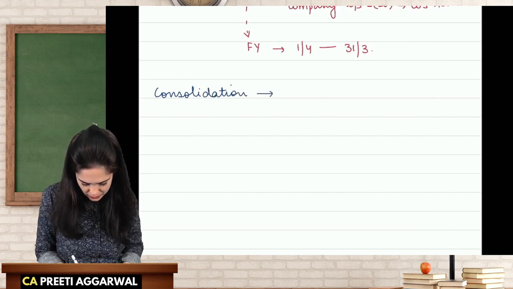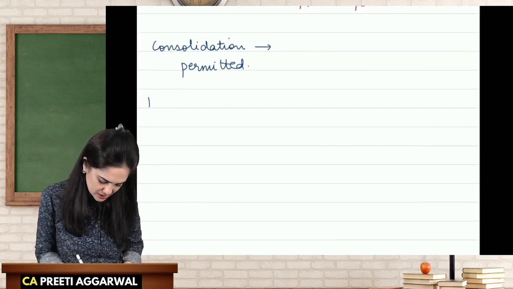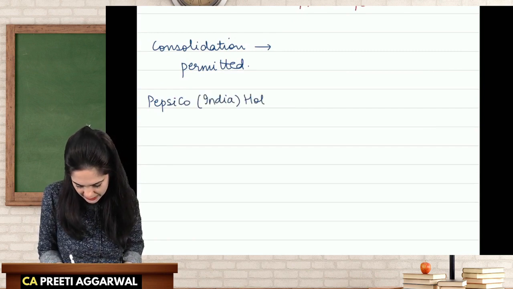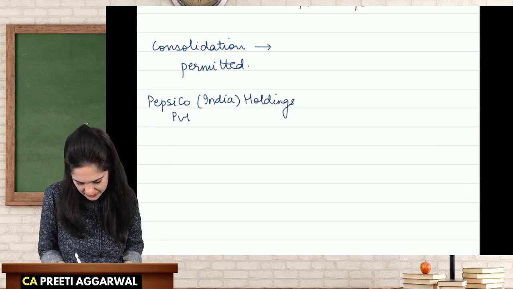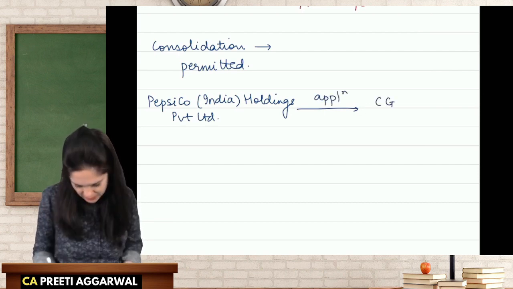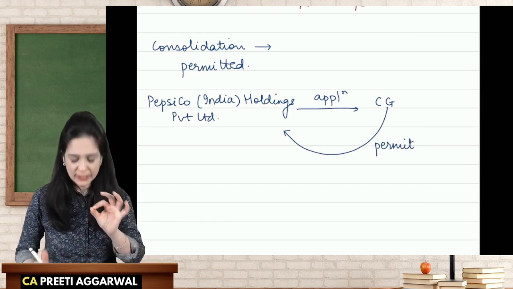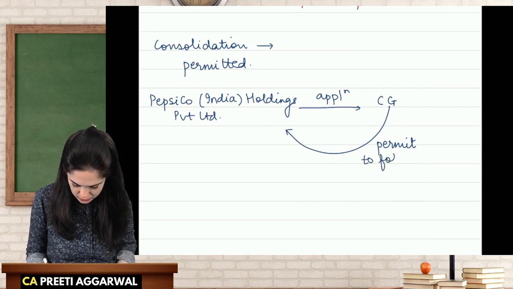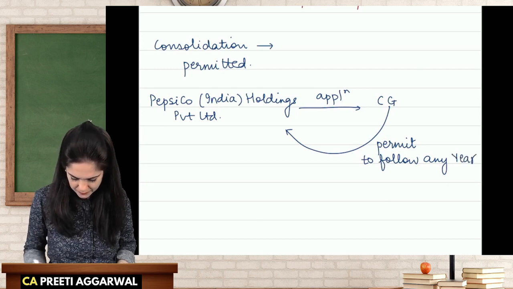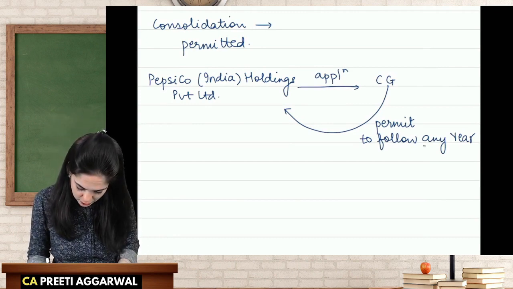we have permitted PepsiCo India Holdings Private Limited to make an application to the central government, and the central government will permit PepsiCo India Holdings Private Limited to follow any year for preparing the books of accounts for consolidation purpose. They are permitted to follow any year.